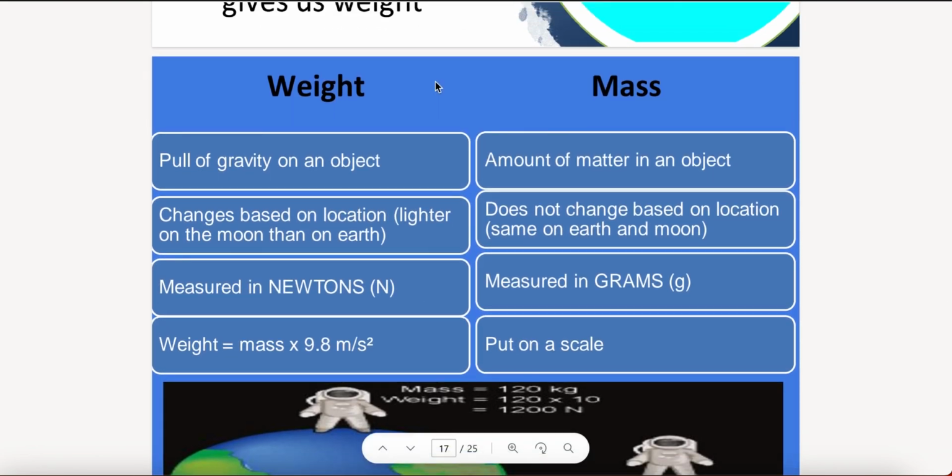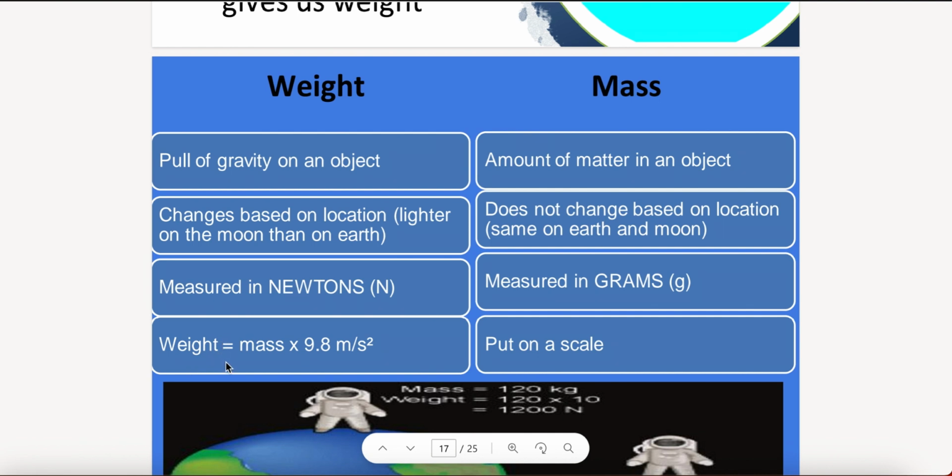Here are the differences between weight and mass. Weight is the pull of gravity on an object. It changes based on location, so it's lighter on the Moon than on Earth. It's measured in newtons, also known as N.